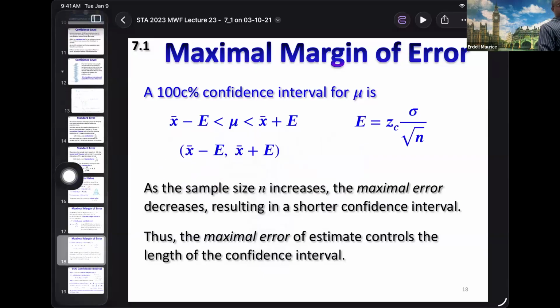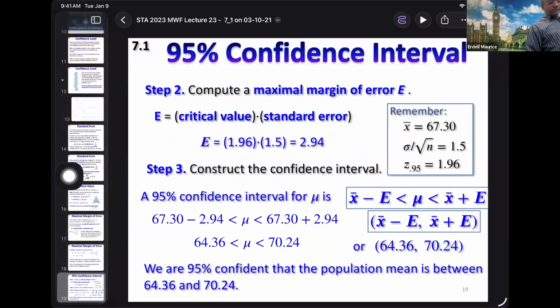All right, shall we do an example? So again, we go back to our favorite storytelling act. They found that the average for 100 students, the average score on the test was 67.3. Your standard error is 1.5. They're doing a 95% confidence interval. Remember, I showed you this was 1.96, a 95% confidence interval.